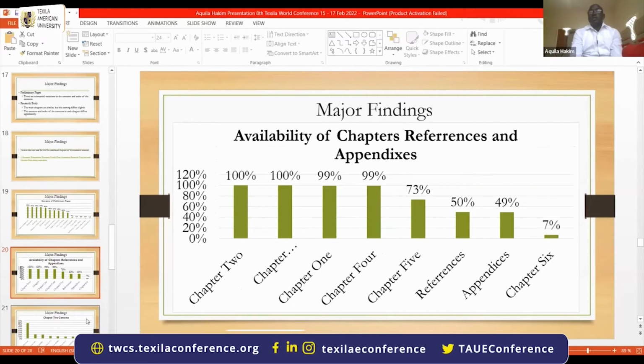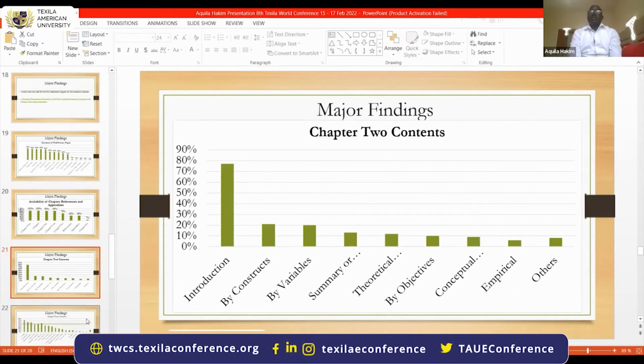Yes, the last chapter that was used was chapter 5. Appendices were less than 50, and the references. But the others, as you can see, from chapter 5 onward were frequently used in the academic research.